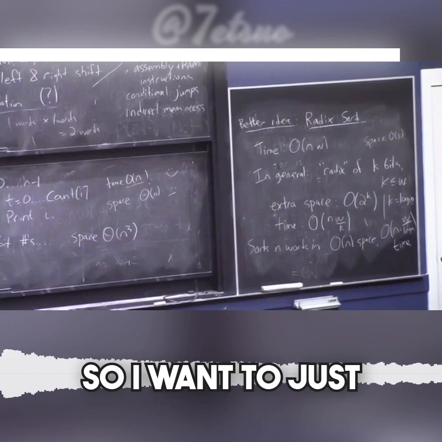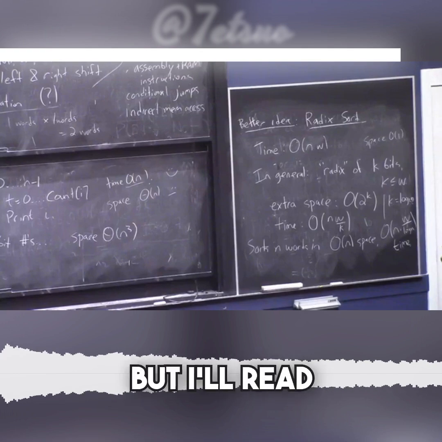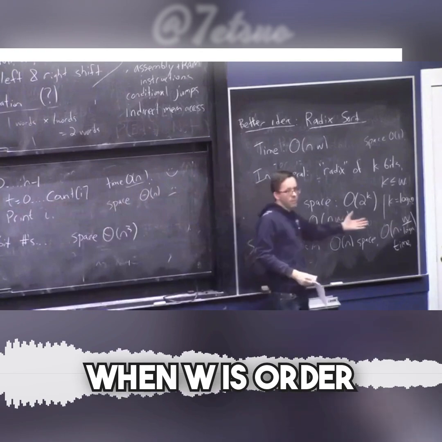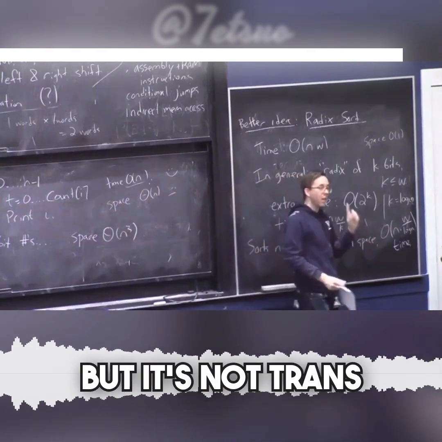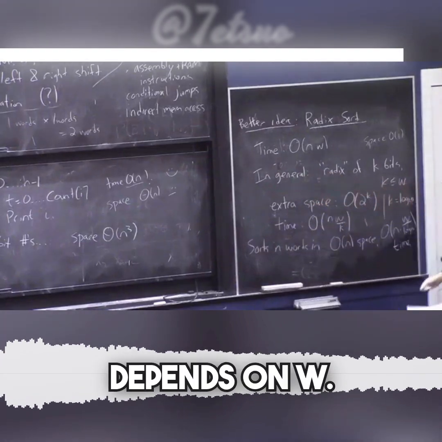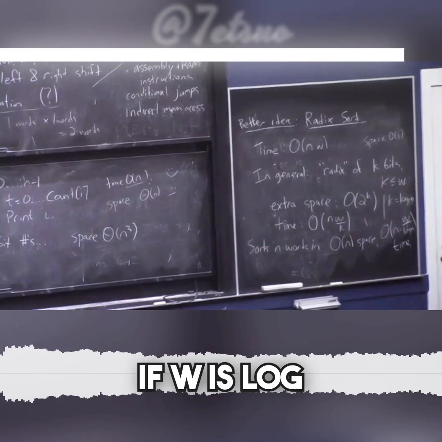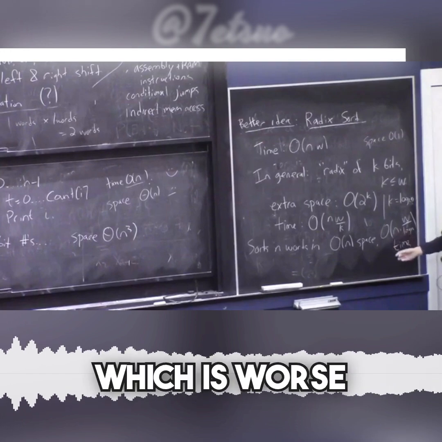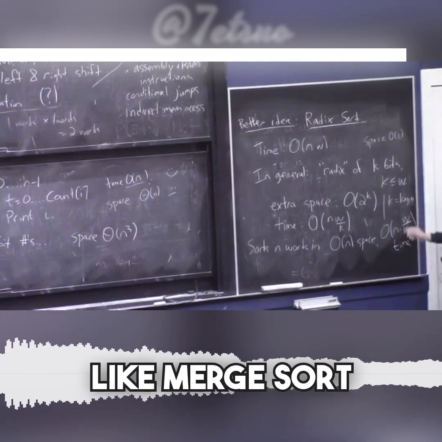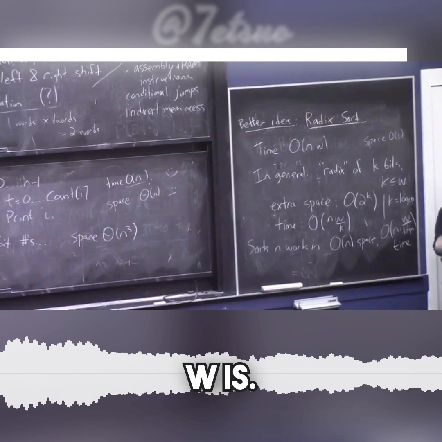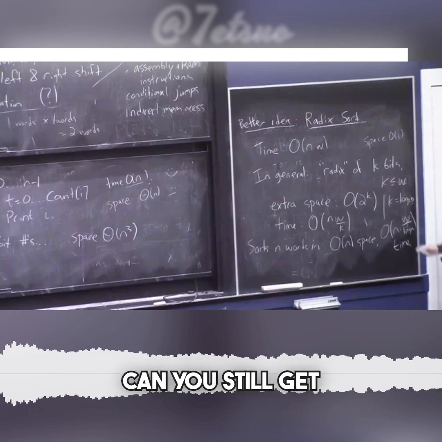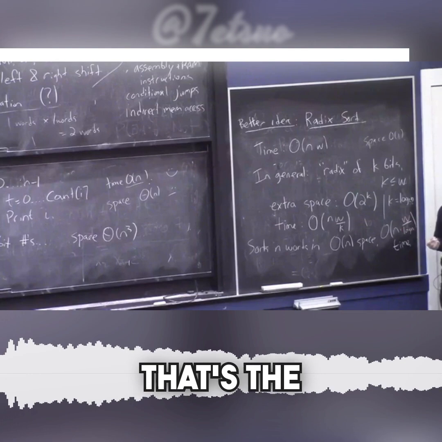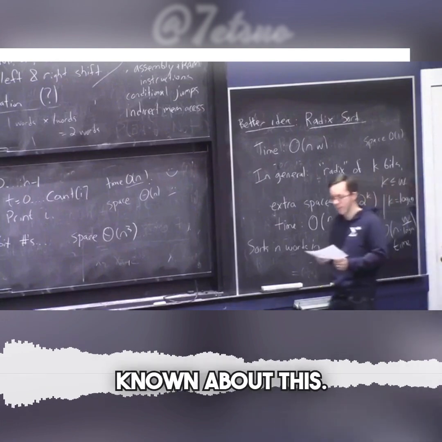Okay, so I want to just read to you, I won't write anything, some improvements to this. So in the normal model, or what I care about when w is order log n, this is fine. But it's not transdichotomous, right? Because the running time depends on w. So some people might ask, well, if w is log cubed n, then this running time is n times log squared n, which is worse than merge sort. You can always do merge sort or whatever in n log n time, no matter what w is. So people ask, can you still get order n time if w might be larger than log n? That's the question. So I'll now read to you what is known about this.